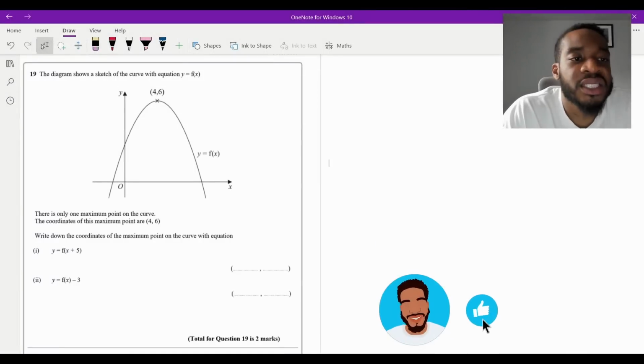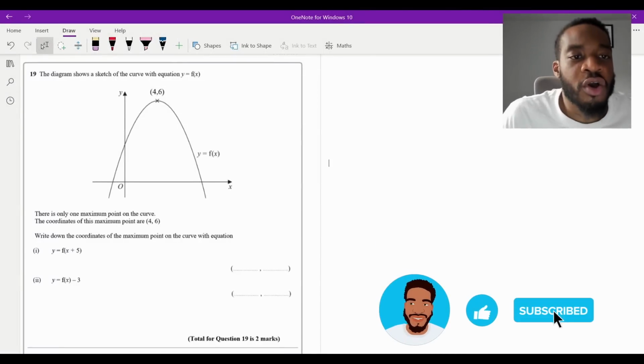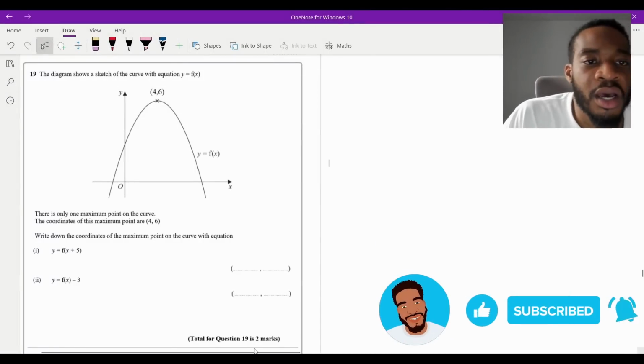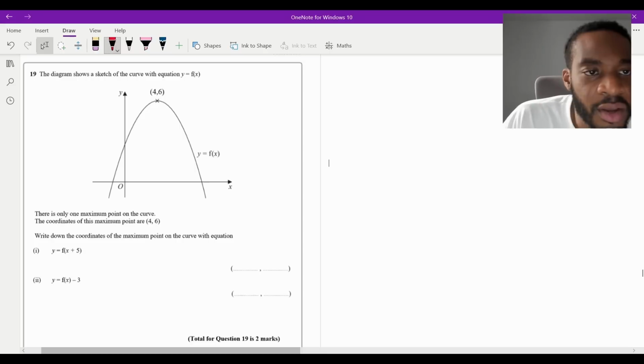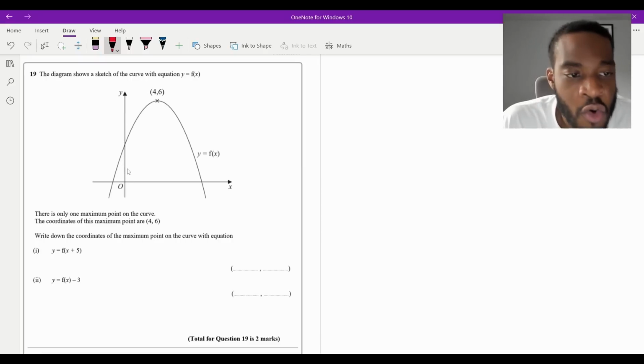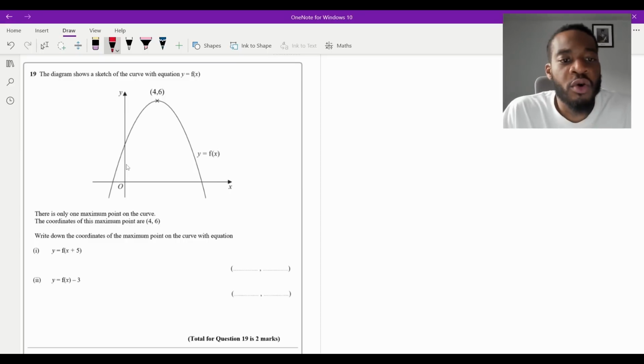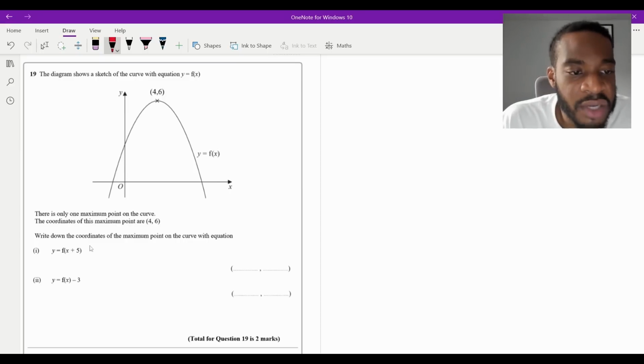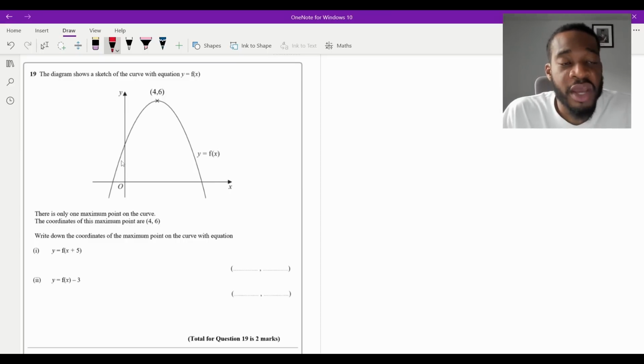Okay, so question 19 says the diagram shows a sketch of the curve of equation y equals f of x. So we've got the graph there. There's only one maximum point on the curve. The coordinates of this maximum point are 4, 6. Write down the coordinates of the maximum point on the curve with equation y equals f of x plus 5 and y equals f of x minus 3. And this is only 2 marks.